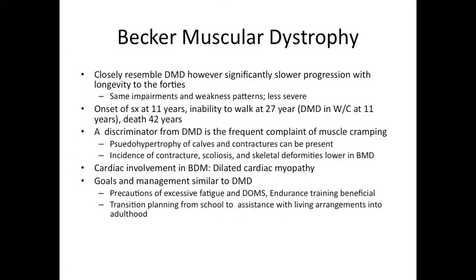Becker muscular dystrophy. Becker muscular dystrophy closely resembles DMD. However, it has significantly slower progression with longevity into the 40s. It has the same impairments and weakness patterns, but is found to be less severe. Onset of symptoms is typically at 11 years, inability to walk at 27 years, and death at 42 years. This is compared to DMD, who are typically in wheelchairs by 11 years.